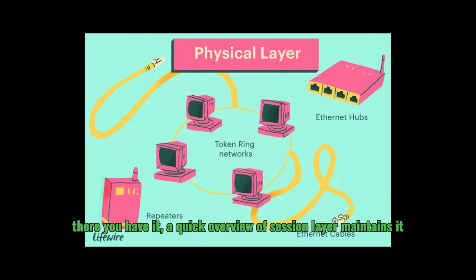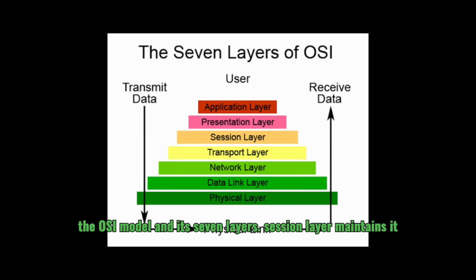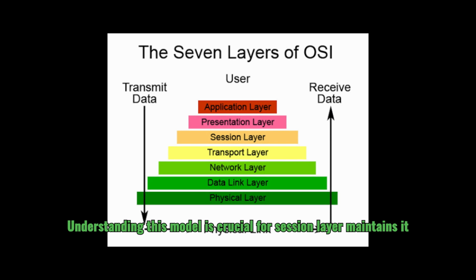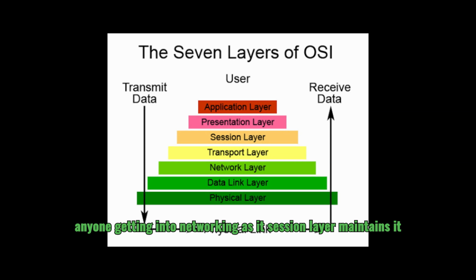So there you have it, a quick overview of the OSI model and its 7 layers. Understanding this model is crucial for anyone getting into networking, as it provides the foundation for how data moves across networks.